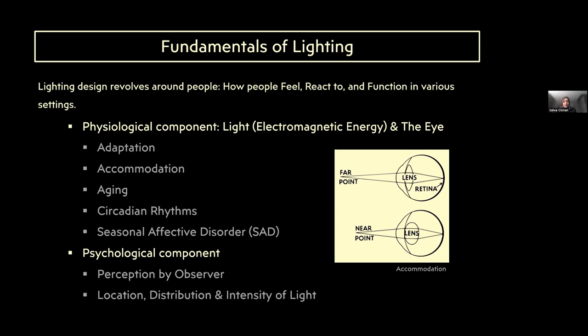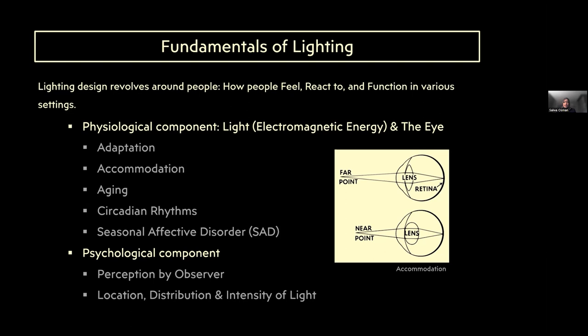Another component of the physiological factors is called accommodation. And this is a process through which the eye, or the lens of the eye, changes its shape to provide better focusing power. This is the diagram that we're looking at here. You see the shape of the lens changes when we're trying to focus on something that's near and something that's far.